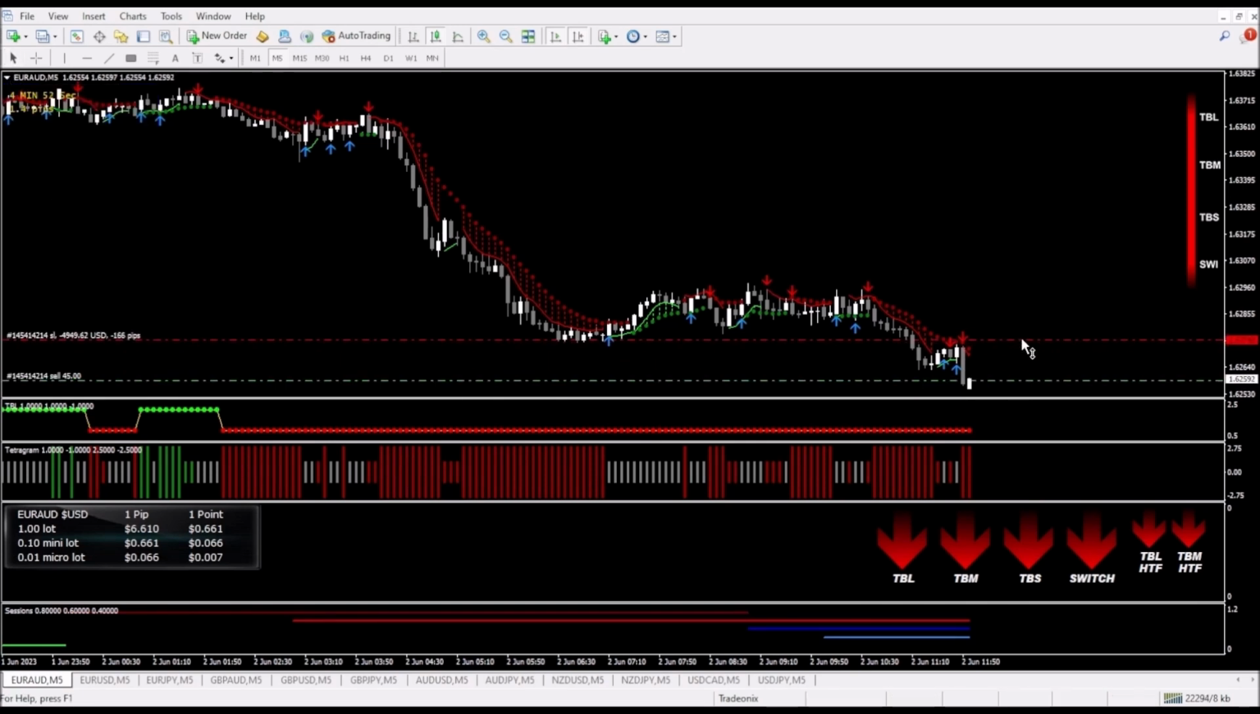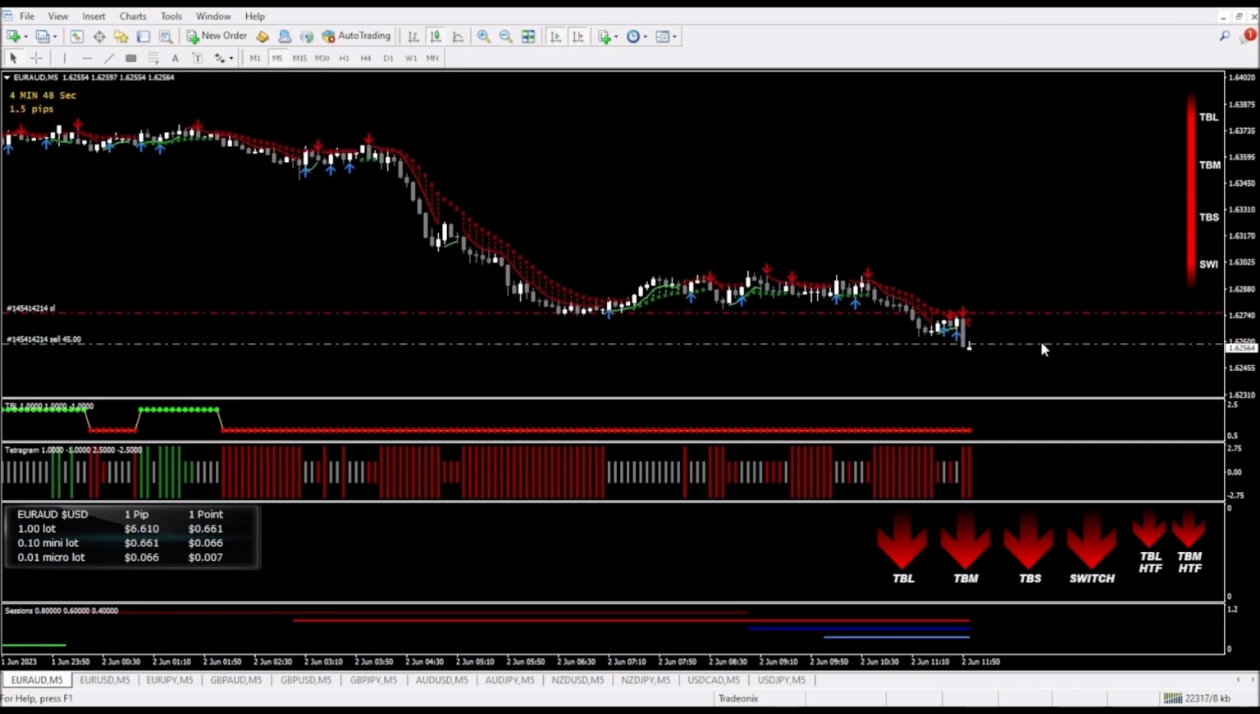I'm going to position my stop loss. So we've got the stop loss placed, and I will position my profit target. So we've got the stop loss placed, we've got the profit target placed, the trade is good to go.